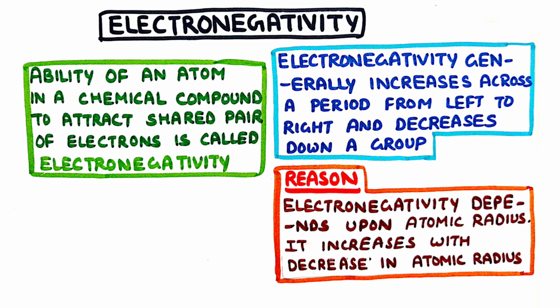Electronegativity generally increases across a period from left to right and decreases down a group. Now this is because electronegativity depends upon atomic radius. It increases with decrease in atomic radius.